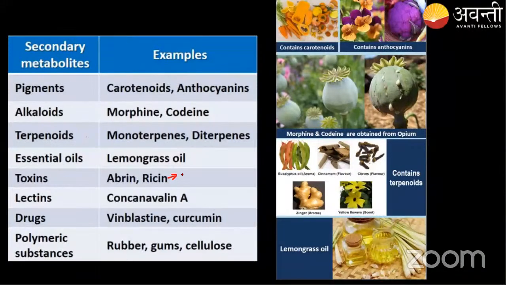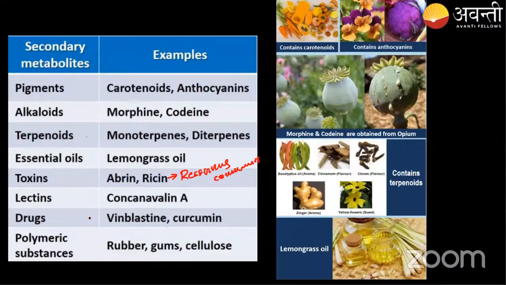I'm not sure about what it is saying. I forgot the common name. Okay, Ricinus communis plant. So this particular toxin is used for killing particular animals. Okay, lectins are also intermediate metabolic things which attach to a particular kind of carbohydrate. Example is concanavalin A. Some of them may be drugs.